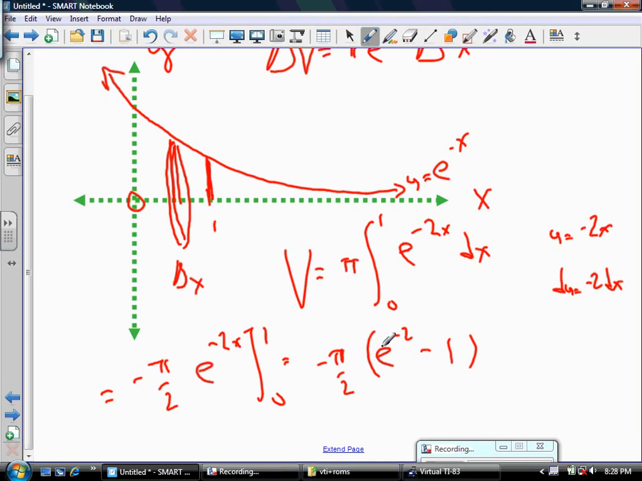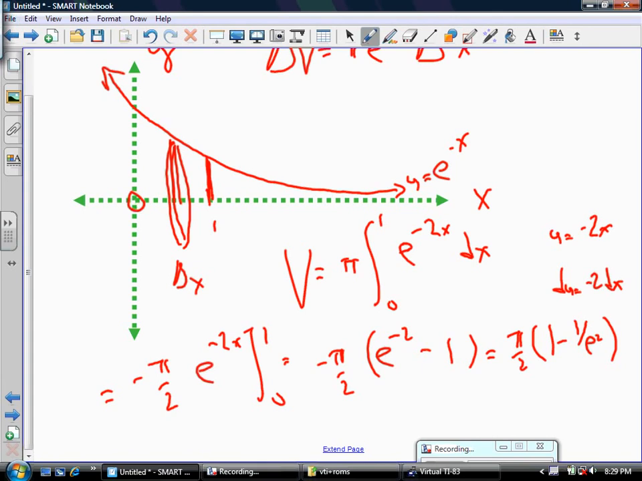And you can leave it like that, but realize that e to the negative 2 is very small. So e to the negative 2 minus 1 is really negative. When you multiply negative times a negative, you get positive. This is fine, but I would write it this way. I'm going to say pi over 2 times 1 minus 1 over e squared. That's what it is.